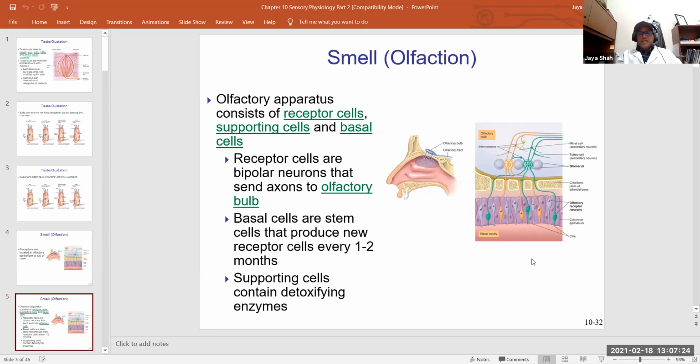the basal cells. Okay, that's why when you have a cold or some nasal infection, these bipolar cells die, and then slowly the basal cells multiply and replace them again. This is one of the only places, with some proof in the hippocampus, where neurons can divide. Okay. So when you sniff, the odorants bind with the receptor and then carry the impulse.